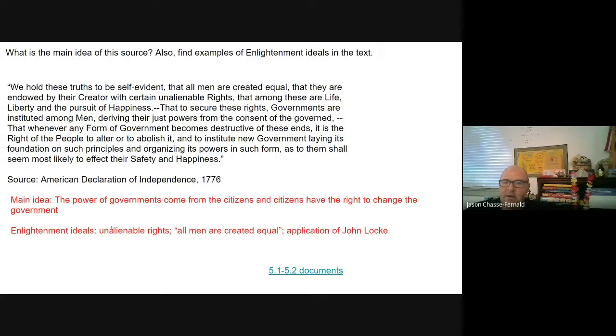All right, so what should you get for a main idea? The power of government comes from citizens, and citizens have the right to change their government. Right, so what Enlightenment ideal is being applied here? Unalienable rights. Right, all men are created equal. Right, we see application of Locke. You could also have made a connection with Rousseau, with his consent of the governed piece. Right? So you could have gone a couple of ways with that one there.